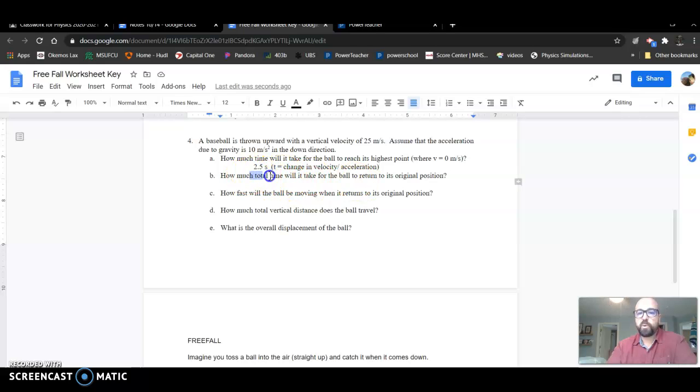And then here it says, how much total time will it take the ball to return to its original position? So if it takes 2.5 seconds to go up, it's going to take 2.5 seconds to come down. So I just double that time right there, and that gives me 5 seconds. How fast will it be moving when it returns to its original position? So it had gone up and slowed down, speed is 0 at the top, then it falls down for 2.5 seconds, gaining velocity or speed as it's falling. So it's going to be going 25 meters per second downward now when it comes back to its original position.